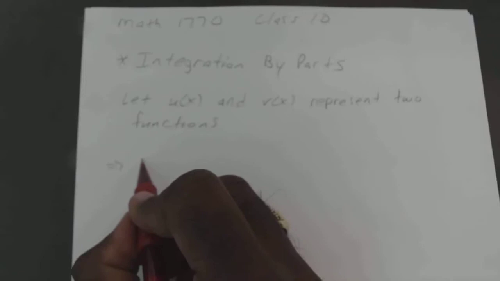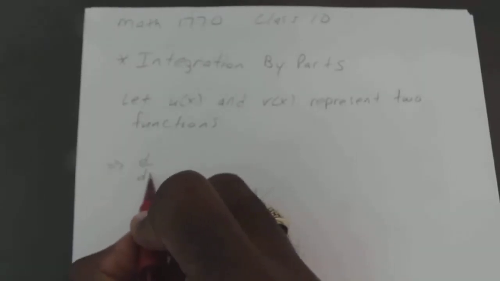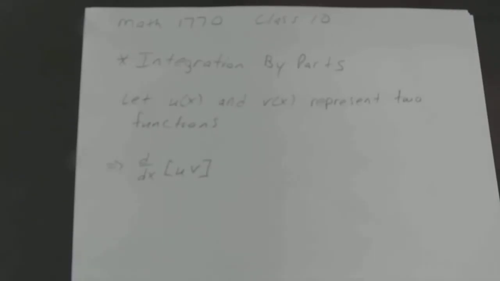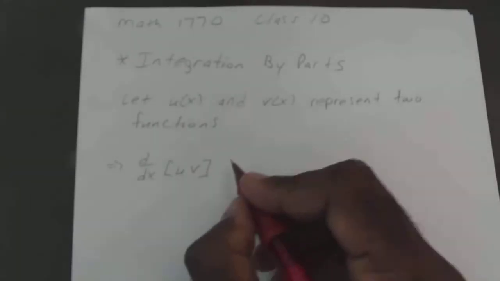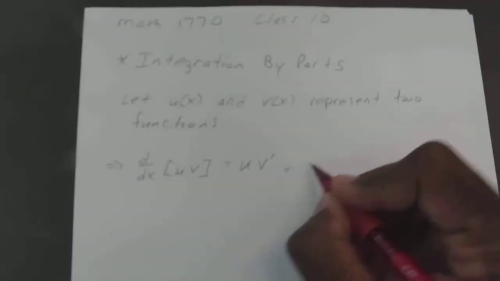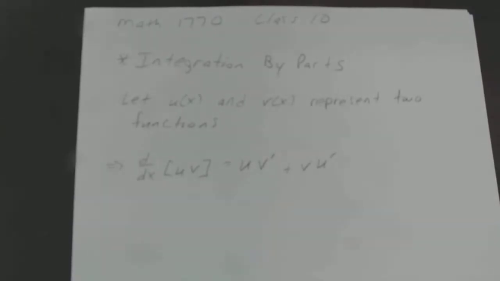Okay, so we know that the derivative, we'll just call them u and v for short, using the product rule is the first times the derivative of the second plus the second times the derivative of the first.